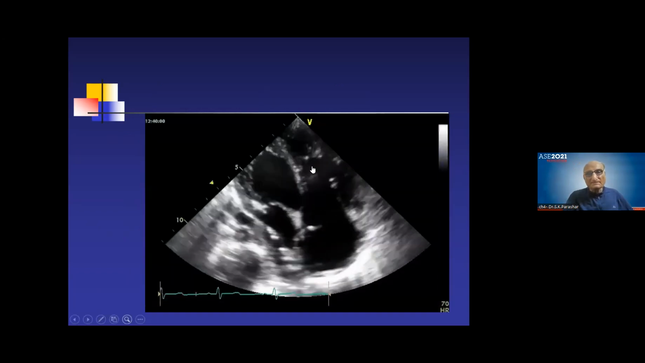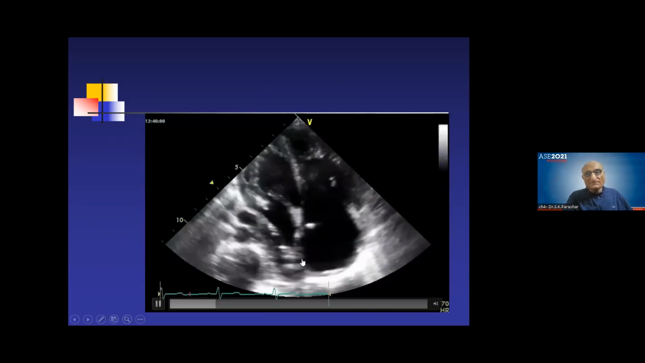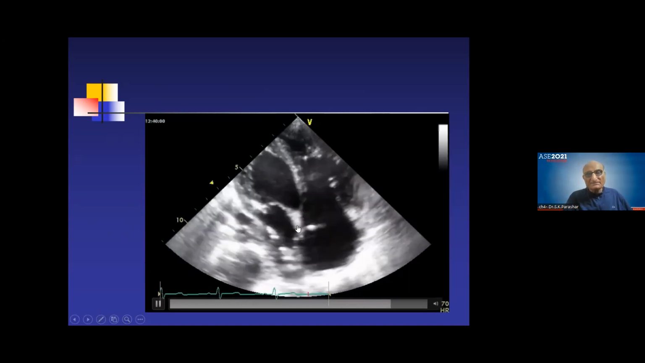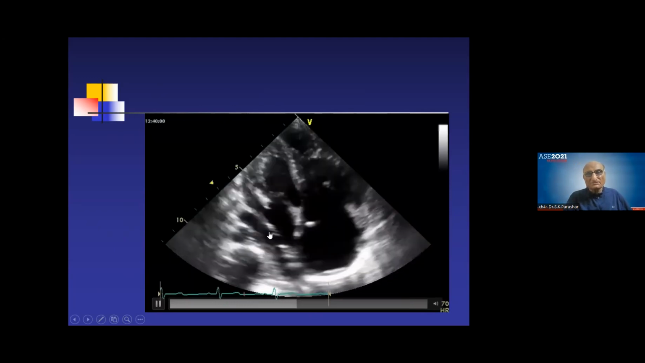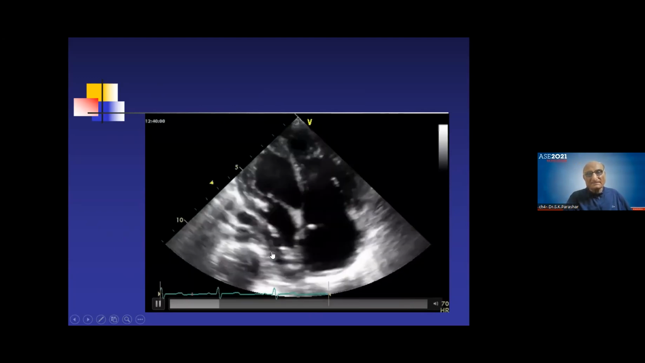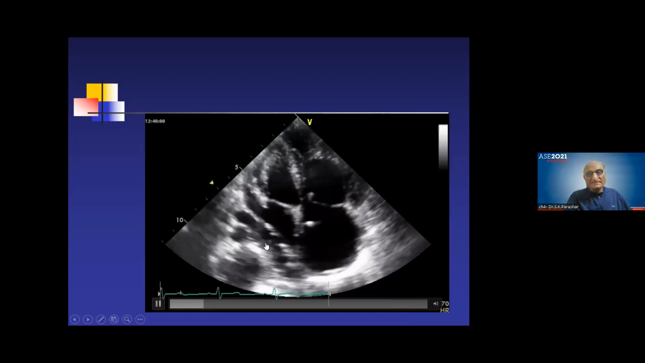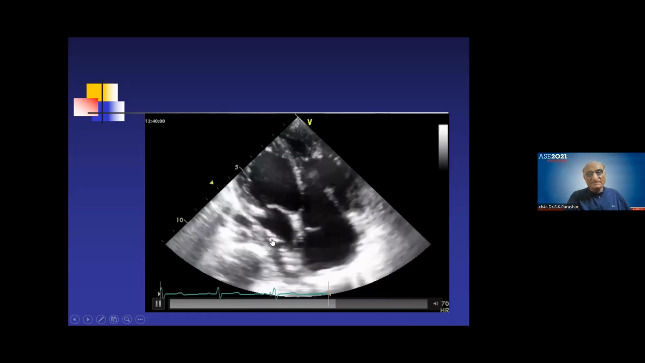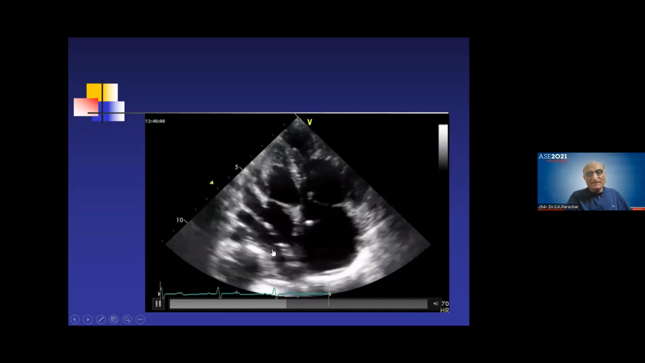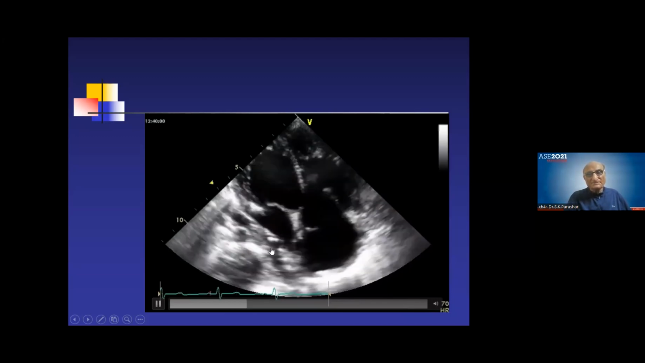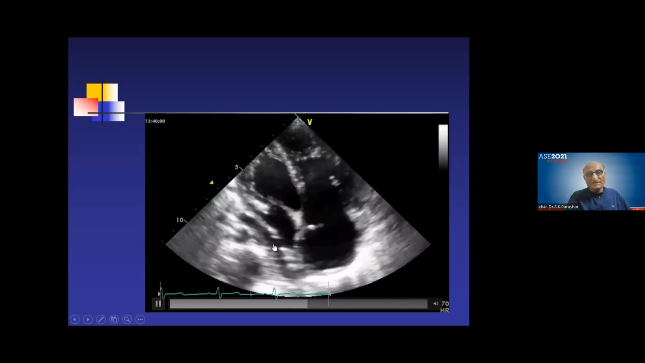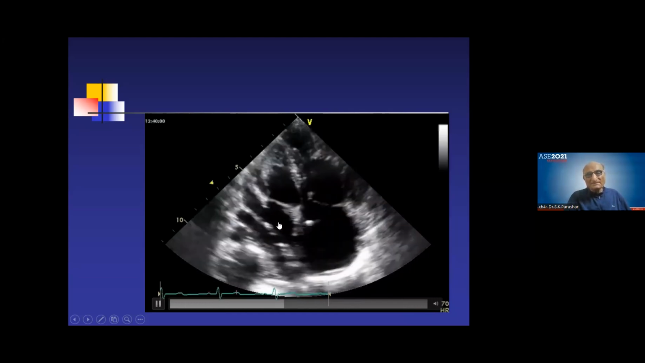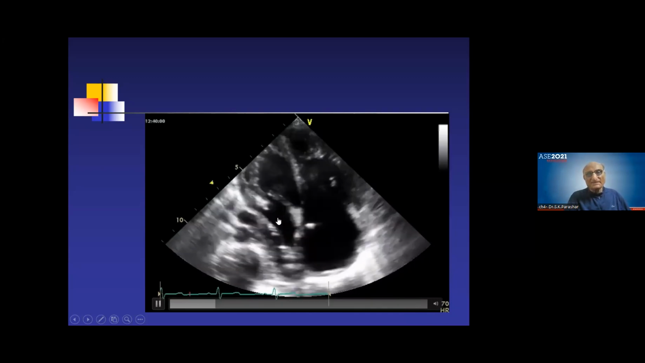Now see here, enlarged RV, RA, and this is the ASD. This is a chamber which is closed, and you can see these are the suture lines also, and this is the venous channel. The surgeon has created a communication between the venous channel and the LA. The LA was small, and this is the venous confluence, and he has created a communication so that now the blood can go from the venous confluence, the pulmonary veins, to the left atrium.